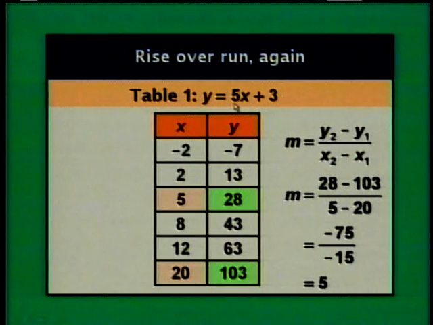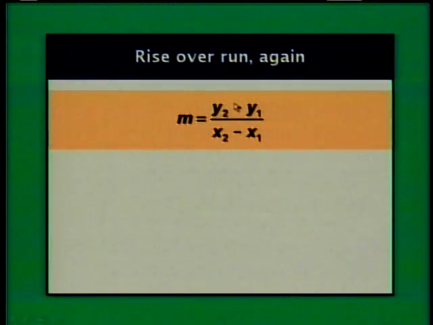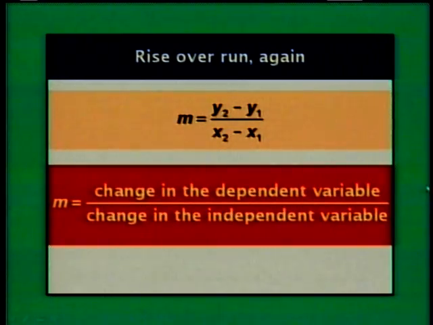And we have a 5 right here in the equation. So we can use our formula to evaluate slope. And another way we can think about slope is that it's the change in the dependent variable over the change in the independent variable. We don't always use x's and y's. And then finally, we can just think about slope as rise over run.